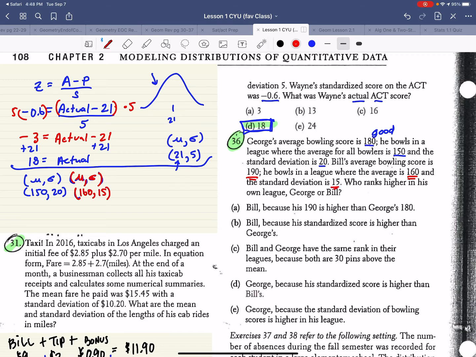All right, so we got 15 here. So let's use their z-scores to figure out who's better. So in the blue one, the z-score would be George's actual, 180, minus predicted, 150, over 20. And then Bill, so what is that, 30 divided by 20. And the z-score of Bill, he's 190, where a typical score is 160, out of 15.